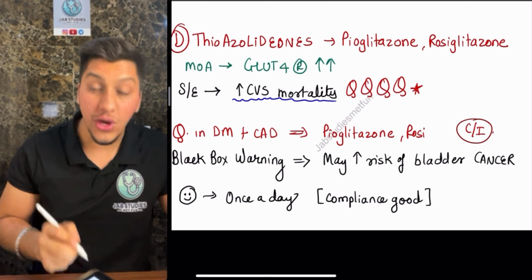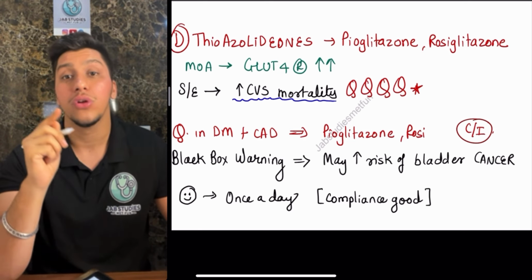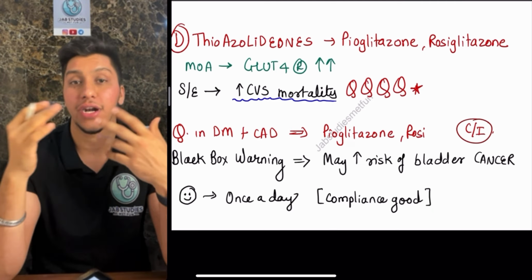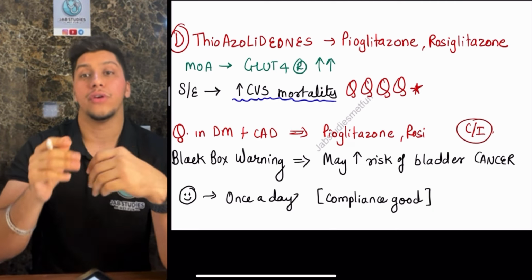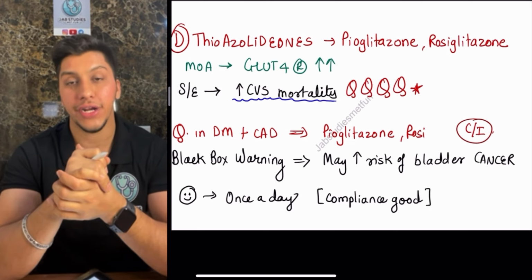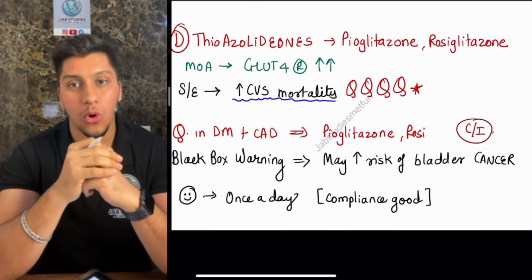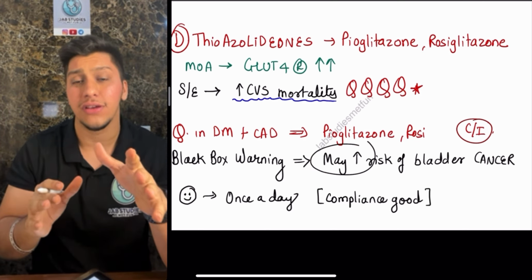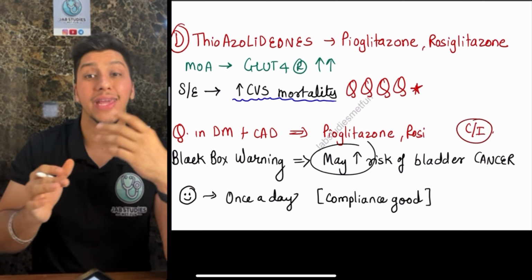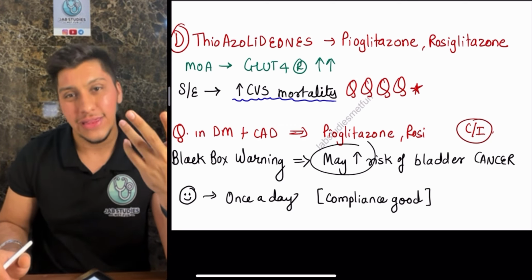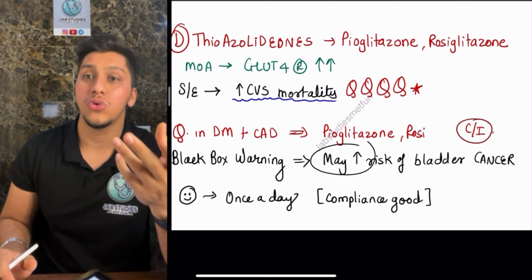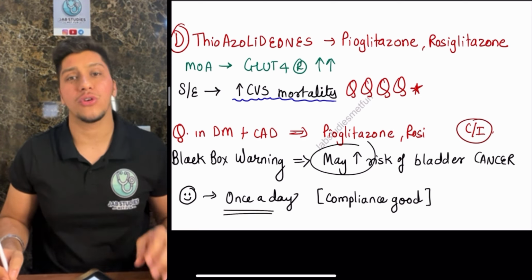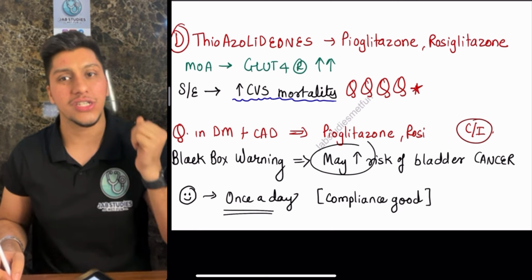So if you have a patient who has diabetes and any arterial disease, peripheral arterial disease, you will not give thiazolidinediones. They are contraindicated. Another black box warning with respect to thiazolidinediones is that there is some risk associated with urinary bladder cancer. Again, one more advantage with respect to reducing the sugar is that the compliance is also fine, because you just have to give it once a day, like sulfonylureas.